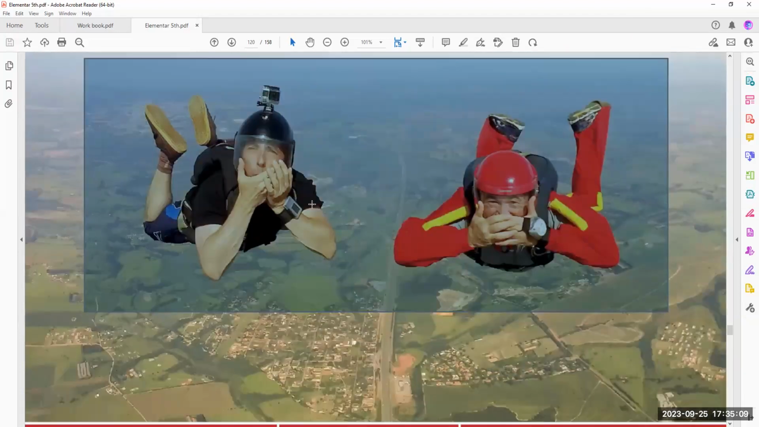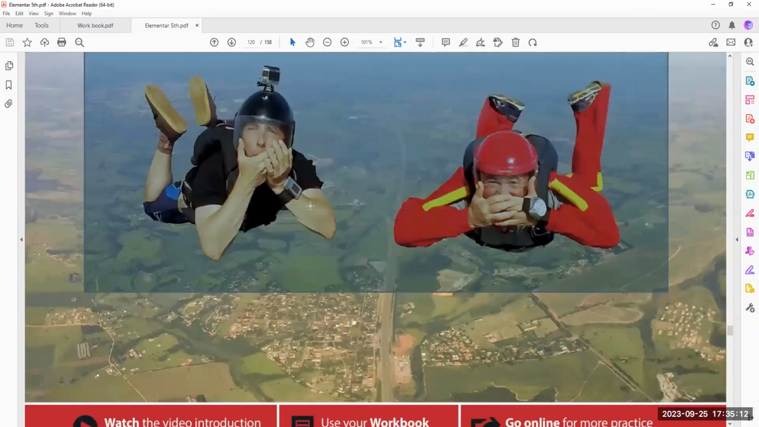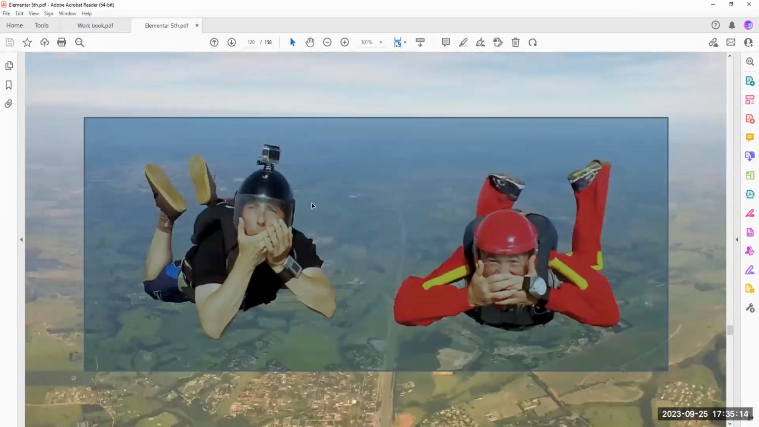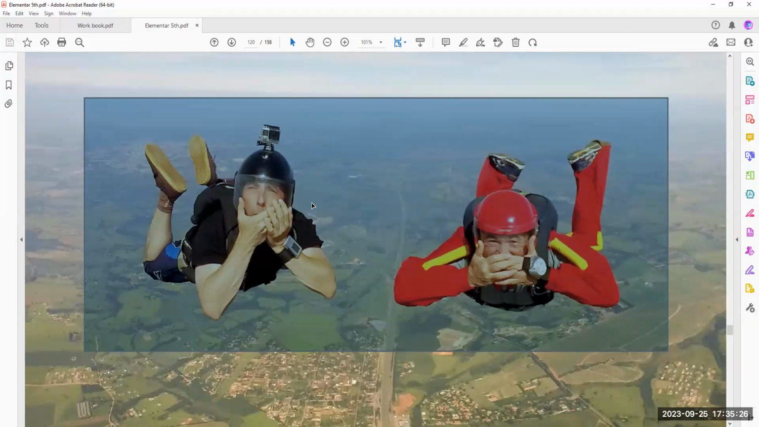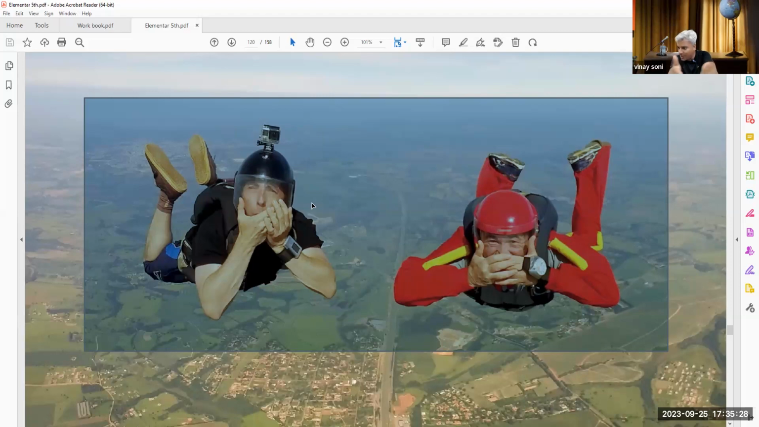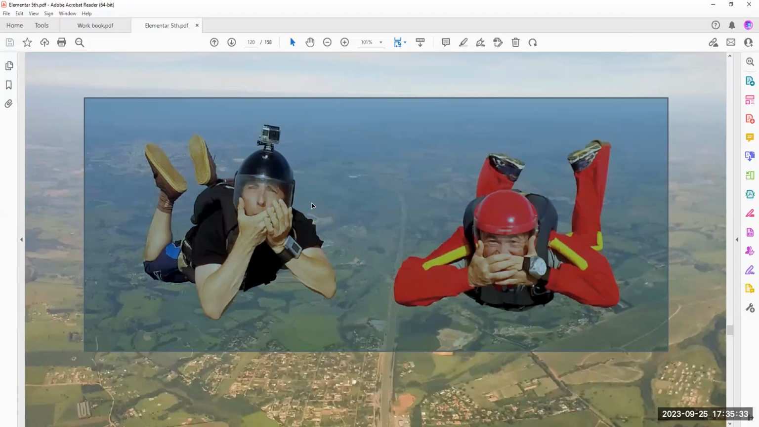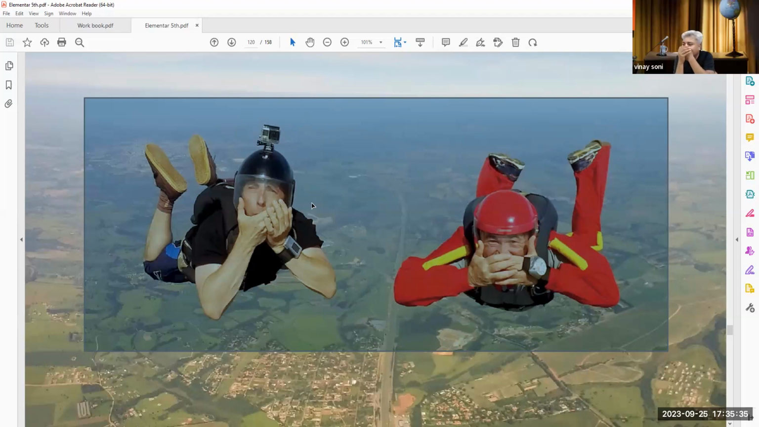Sir, why are they covering their mouth? Maybe they can smell the people who have done pooping on the ground. Maybe that smell is still coming up there. They have not used their toilet. Or maybe they did it mid-air. One of them did it mid-air, right? Maybe one of them broke wind mid-air. Maybe, I don't know.